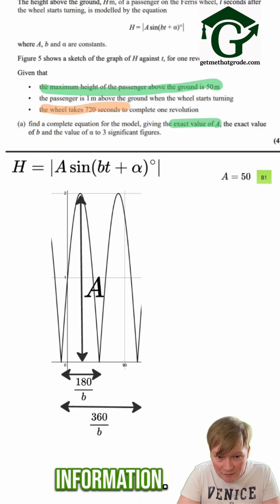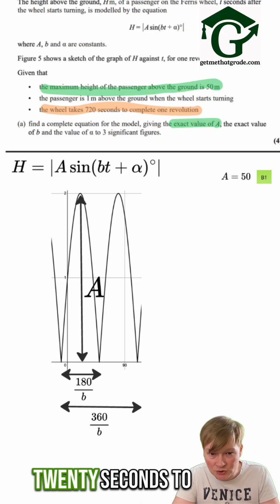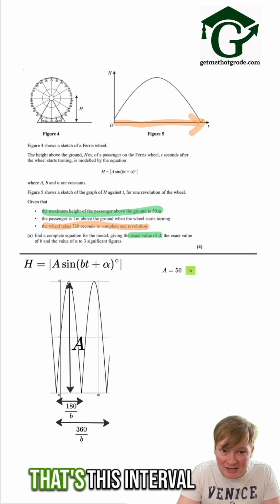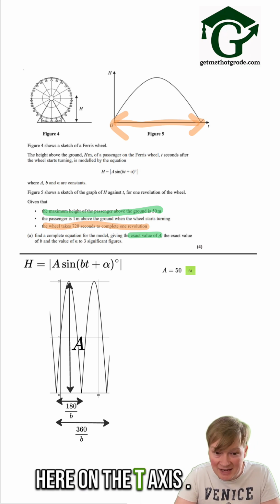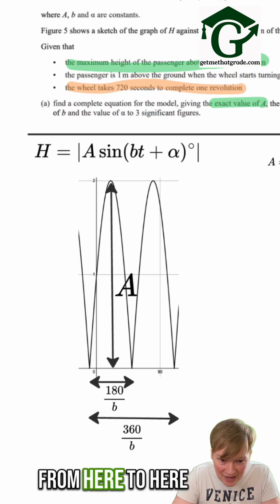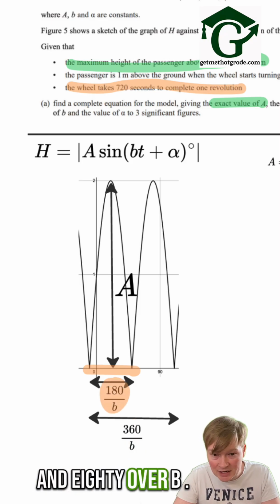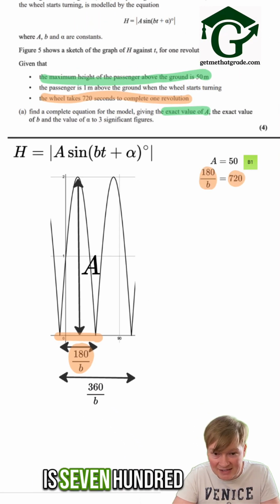Next, we can look at this piece of information. It says the wheel takes 720 seconds to complete 1 revolution. Well, be careful with this. That's this interval here on the t-axis. So from here to here on our graph, that's half of 360 over b. So that's 180 over b. So 180 divided by b is 720.